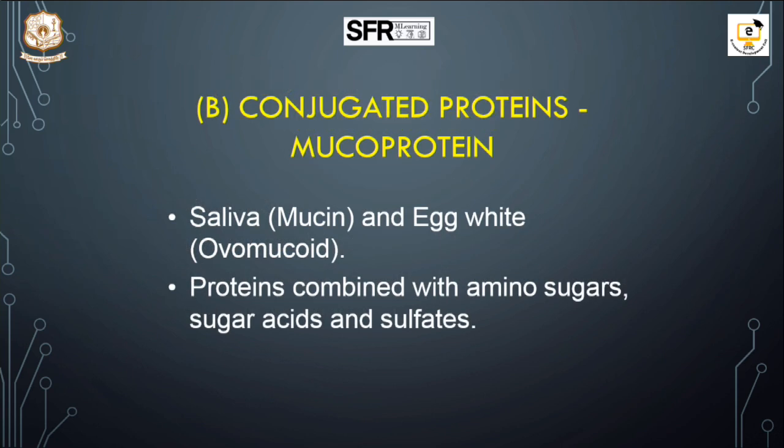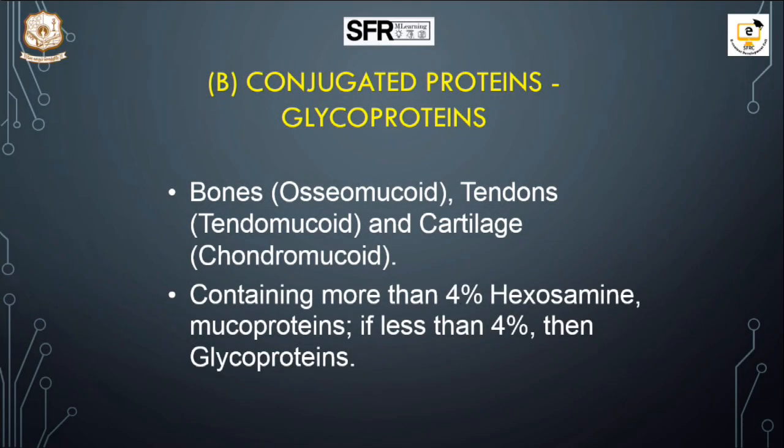The next one is mucoprotein. Mucoprotein is present in mucin, that is saliva, and ovomucoid in egg white. This protein is combined with amino sugars, sugar acids and sulfates. The next one is glycoprotein. Glycoprotein is present in bones as osseomucoid, in tendons as tendomucoid, and in cartilage as chondromucoid. Mucoproteins contain more than 4% hexosamine. If it is less than 4%, then it is a glycoprotein.